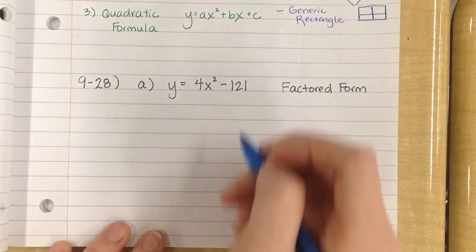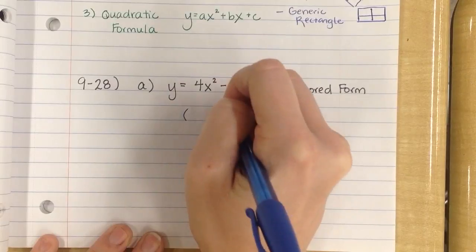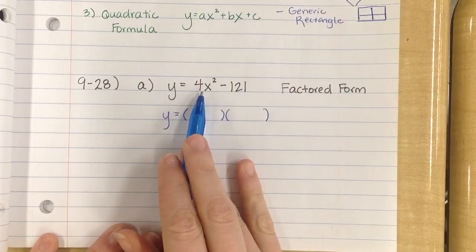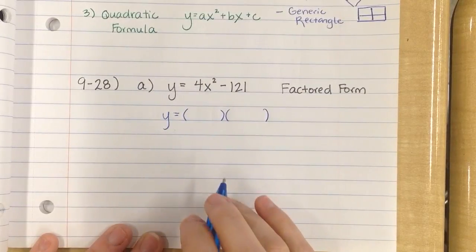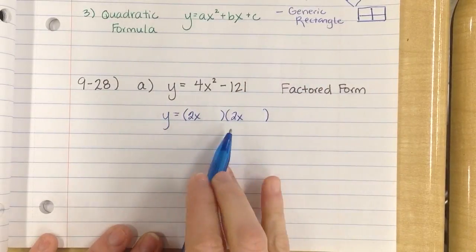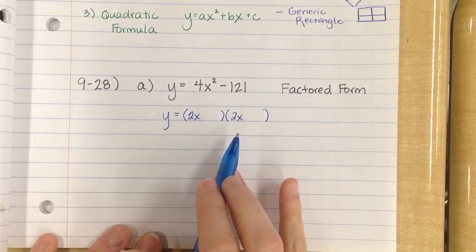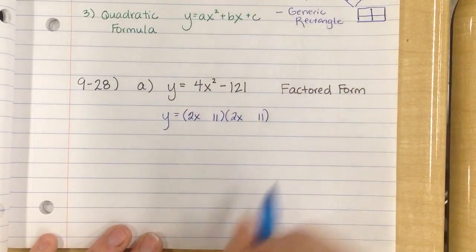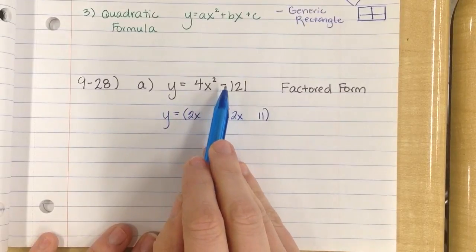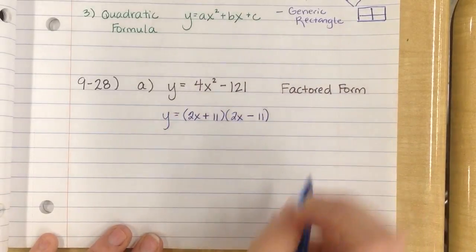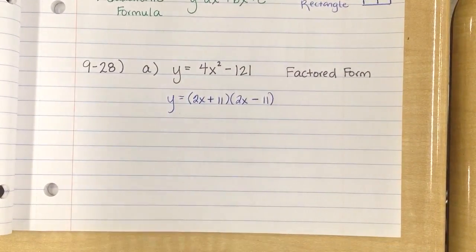Because this is a difference of squares, we would again be able to immediately factor it into factored form. We again take the square root of the a value. The square root of 4x squared is 2x, and it goes into the first spot in both parentheses, both factors. The square root of 121 is 11. And because we know that we need to end up with a negative 121, the first one is going to be positive and the other one is going to be negative. And voila, we have our factored form.